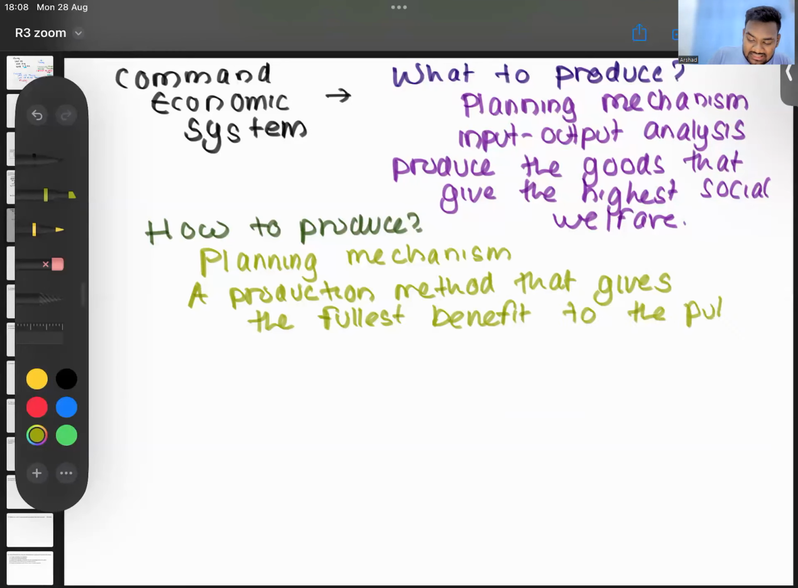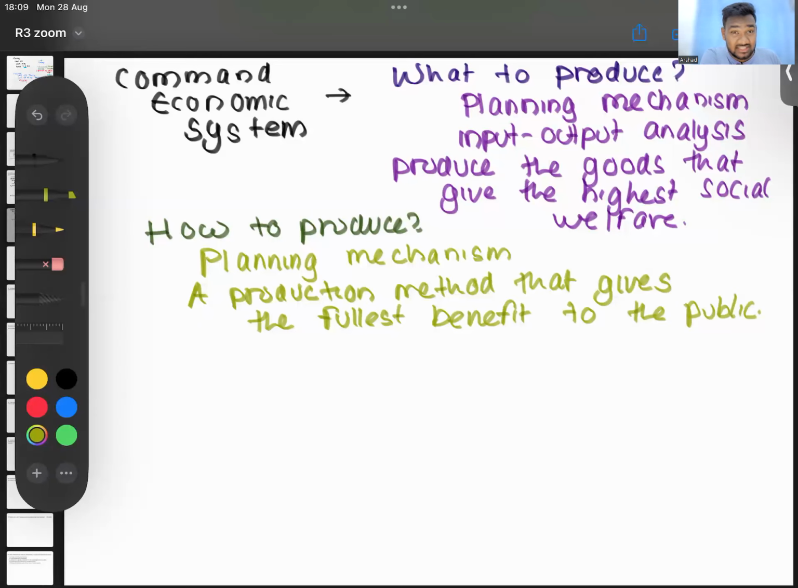Let me explain what this means, guys. Now, some of you get this wrong. Some people say, command economic system, how to produce, they use labor intensive. No, right? They will see, for example, if we use capital to produce this good, what kind of benefit does it give to the public? If we use labor, what type does it give?